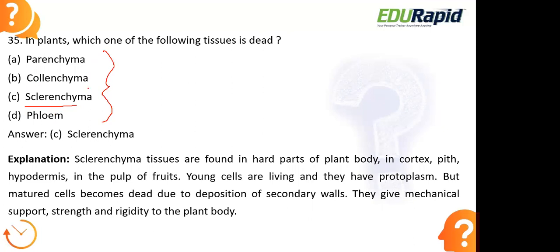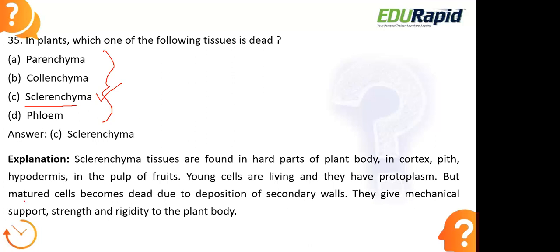Sclerenchyma is a dead tissue which helps in the formation of the bark of the plant. Sclerenchyma is also found in the cortex, pith, hypodermis, that is, the layer below the external part, the epidermis, and in the pulp of fruits. Even in young leaves, which are usually living and have protoplasm within them, in all of these cases we can find sclerenchyma. It is a dead tissue.